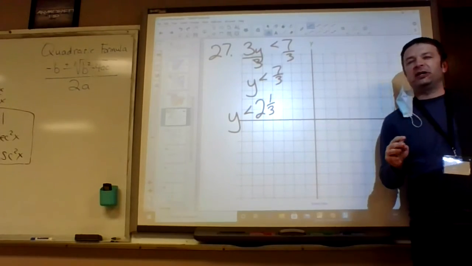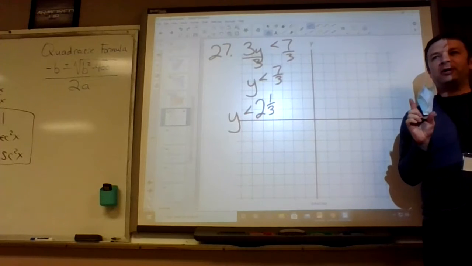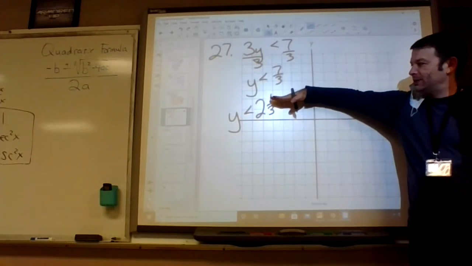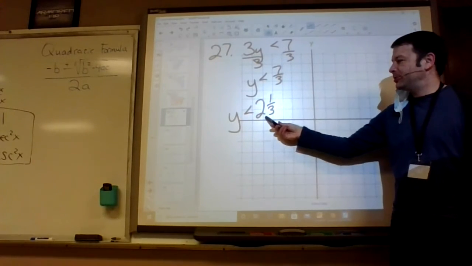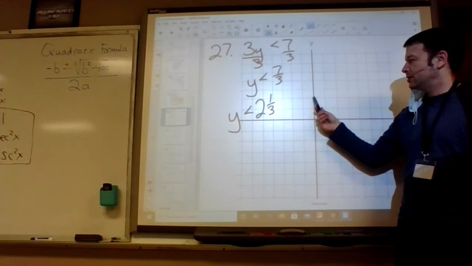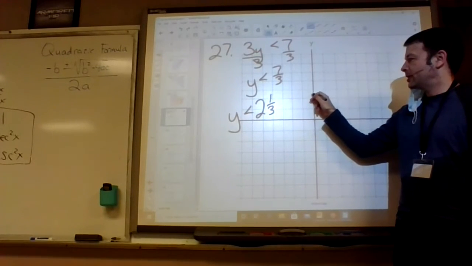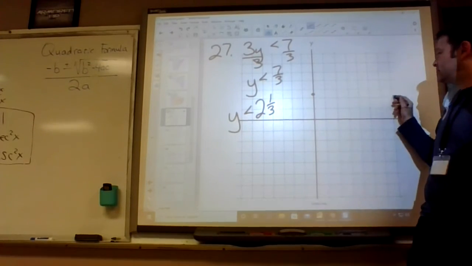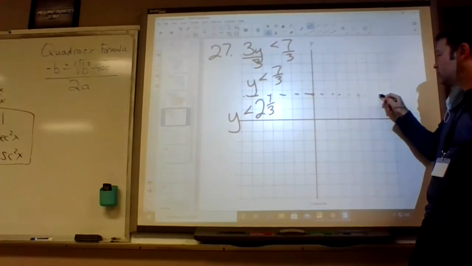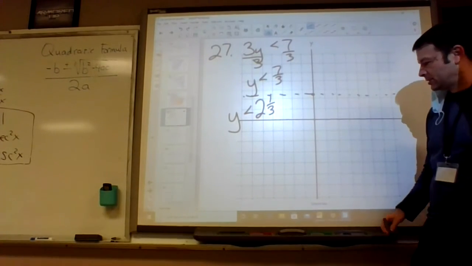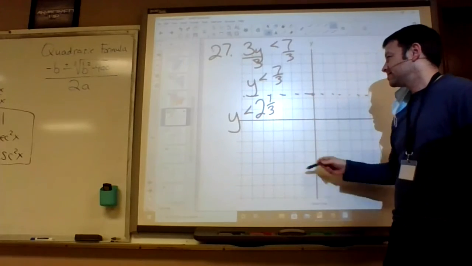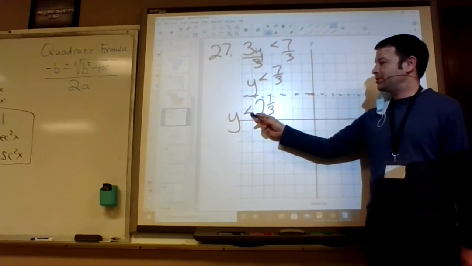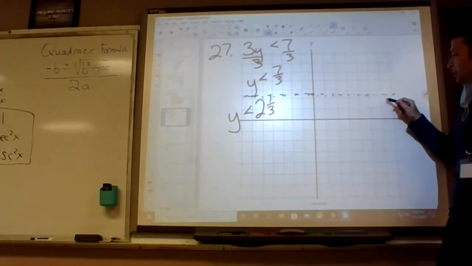Okay you guys, let's pause here. You guys remember how we graph like y equals 2? Up to 2, like this. So y equals 2 and 1/3 would be up 2 and 1/3. Okay, is the line supposed to be solid or dashed? Dashed. Probably should have changed colors. Okay, dashed. It says y is less than, so guess where we're going? Down.